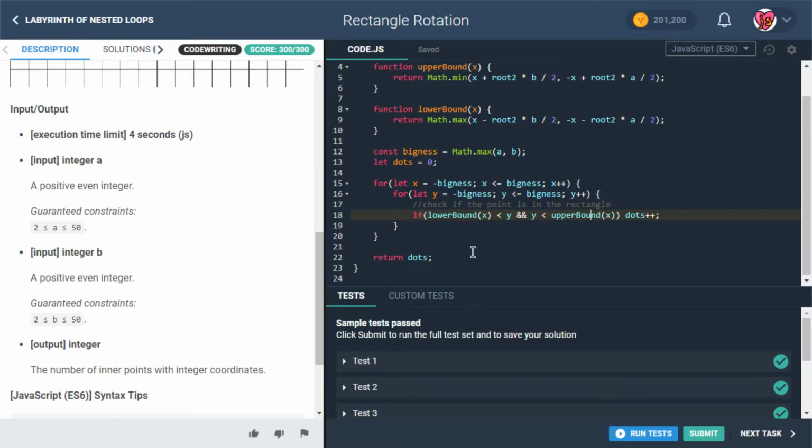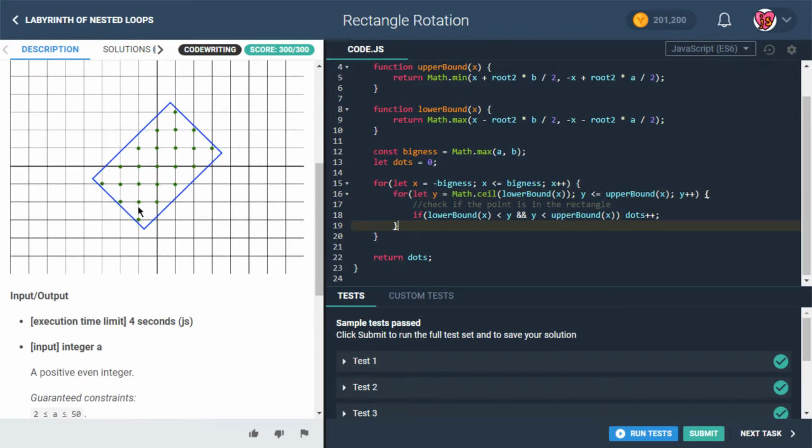So we've got our x values. Instead of y going from negative bigness to positive bigness, why don't we do something like this? Let's make it go from lower bound at x to upper bound at x. Yeah, and in fact, instead of lower bound, because remember, if we started at lower bound, it's not going to be a whole number. So maybe we should make it like a math.ceil of this. So it's like the next number up. So math.ceil of the lower bound.